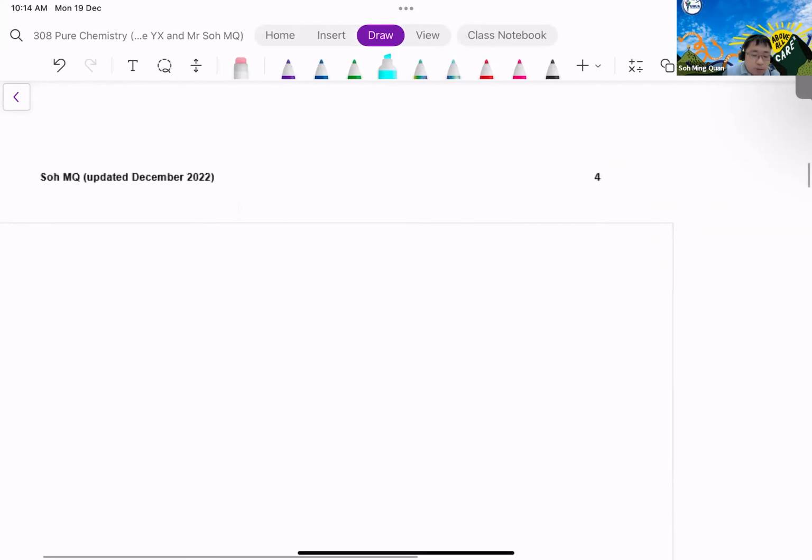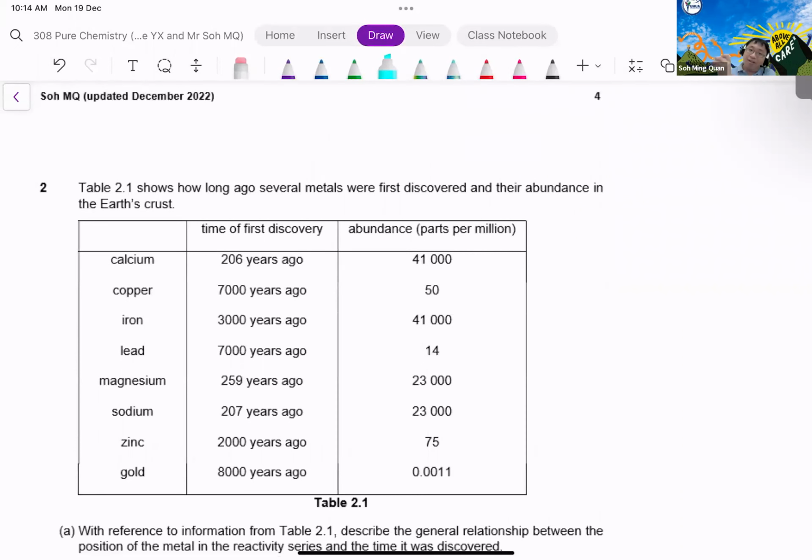Then we go to question 2. Now, question 2 is an interesting question. Okay, it tells you when the metals were discovered first, right? So you can see that, oh, maybe there's a trend between the reactivity of the metal and when it was first discovered. Okay, you can clearly see that some metals were discovered a long time ago. Copper, 7,000 years ago, right? Whereas sodium was only discovered 207 years ago. So there must be some relationship between the reactivity of the metal and when it was first discovered.